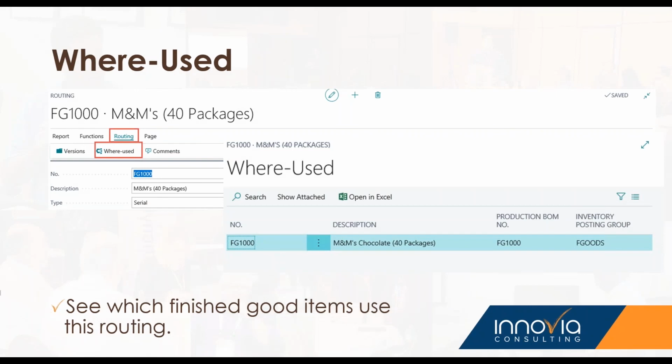On a routing, there's a where used feature. So that's on the header. If you go under the routing button and go to where used, this will show you all the finished good items that use this routing. I know John mentioned it earlier, but you don't have to set up one routing for each finished good item. Finished good items can share the same routing.